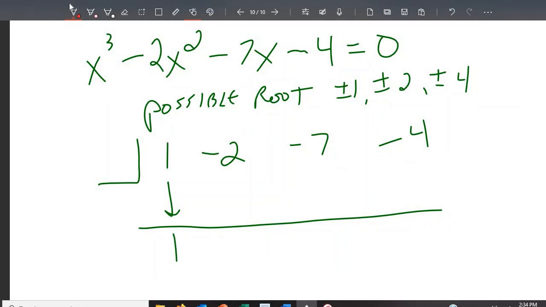Literally check them. So I'm going to start with positive 1. 1 times 1 is 1. Combine that together, we'll get negative 1. Negative 1 times 1 is negative 1. Combine that together, we'll get negative 8. Negative 8 times 1 is negative 8, and I get negative 12. Well, I need a 0 right there where that negative 12 is. So, what that means, this positive 1 doesn't work.